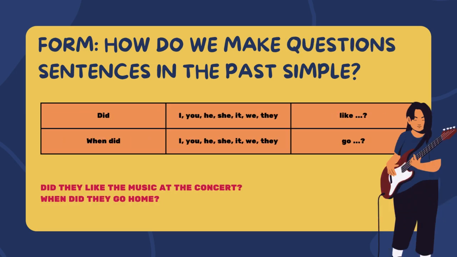And last, we are going to talk about how we make question sentences in the past simple. The form of question sentences is did plus subject plus verb 1 plus object. And the examples are: did they like the music at the concert? When did they go home?